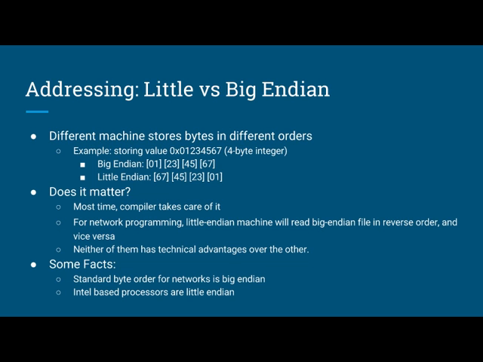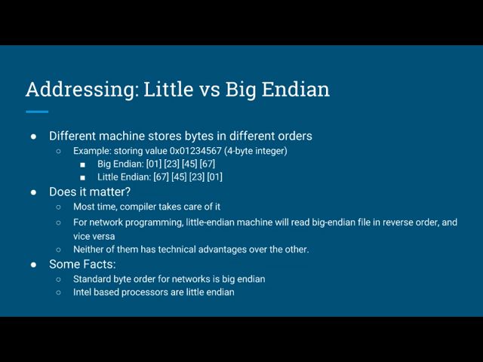And little endian will do differently. It will start from the least significant byte and store it towards the most significant byte. So it will start from 6, 7, 4, 5, 2, 3, 0, 1. Doesn't matter.